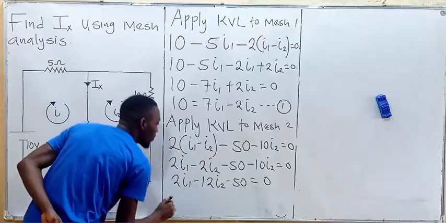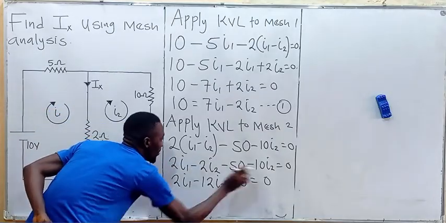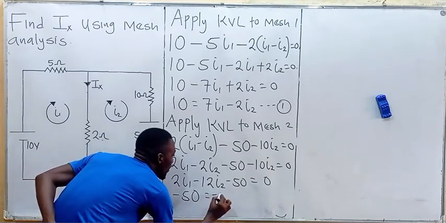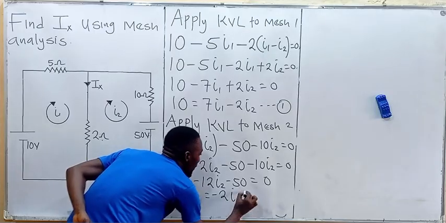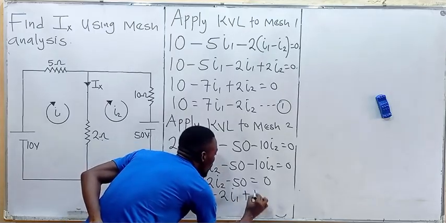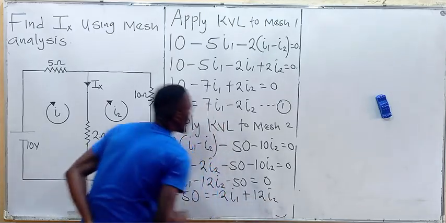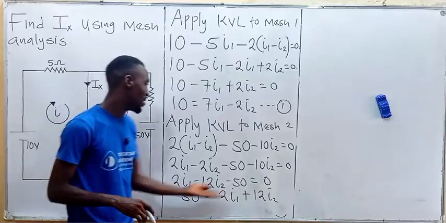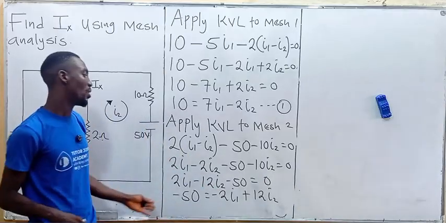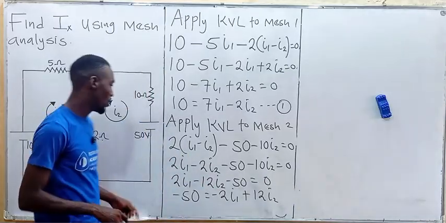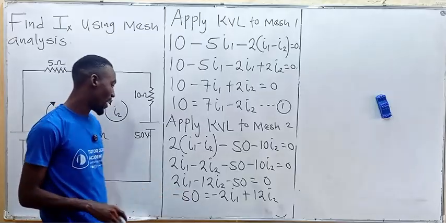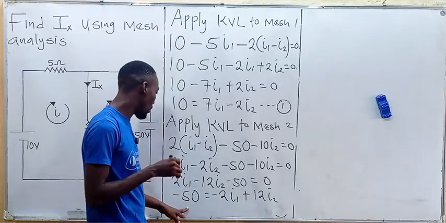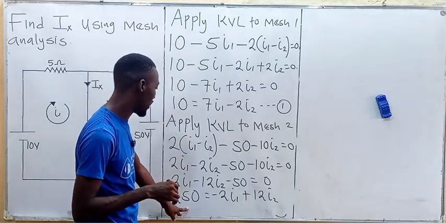So if we move everything that we have here to the other side, we're going to have minus 50 equals to minus 2 I1 plus 12 I2. All right. And I can decide to multiply everything by negative and also divide by 2. So if I divide by 2 here, what will I have? I'm going to have this to be equals to negative 25.